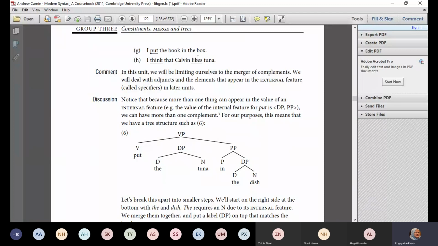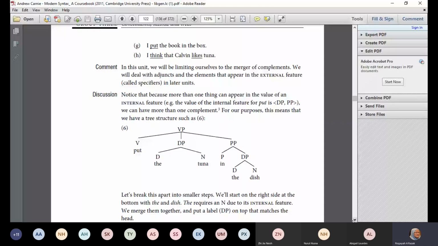But I have to say everything. I have to say I think that Kelvin likes tuna. Then only is it grammatical. So that means think is a verb which has in its internal specification a CP, a complement phrase, a complement with a sentence embedded in it. Okay, so then he goes on to say, we're going to look at merger of complements.